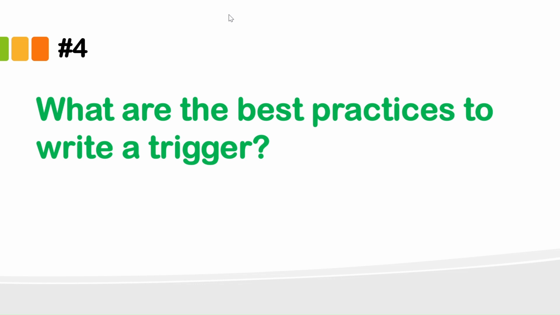The fourth question is, what are the best practices to write a trigger? The answer is, first, one trigger per object. Second, the trigger should be bulkified. Third, avoid using SOQL queries or DML statements inside a for loop. Fourth, avoid using SOQL queries without a where clause in a trigger. Fifth, use appropriate null checks to avoid null pointer exception errors. Sixth, use handler and helper classes and methods for the trigger. Seventh, avoid nested loops, meaning a loop inside a loop.